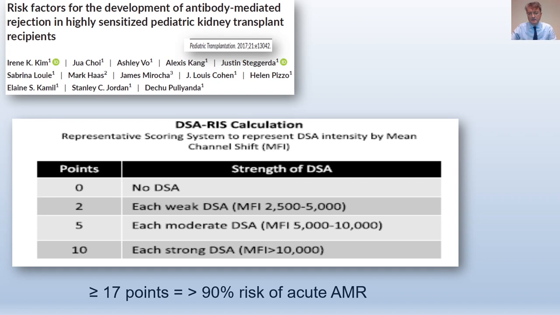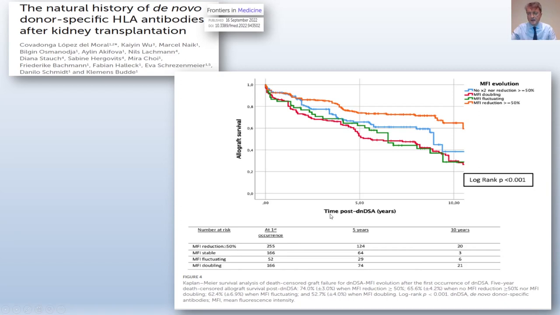There are even proposals for calculators which combine points based on each type of DSA and MFI, and the higher the score, the higher the risk of antibody-mediated rejection. Then the evolution of the MFI of de novo DSA is important, because patients who maintain a high MFI have an inferior outcome in terms of allograft survival, while patients in whom the MFI decreases, spontaneously or under treatment, do better.